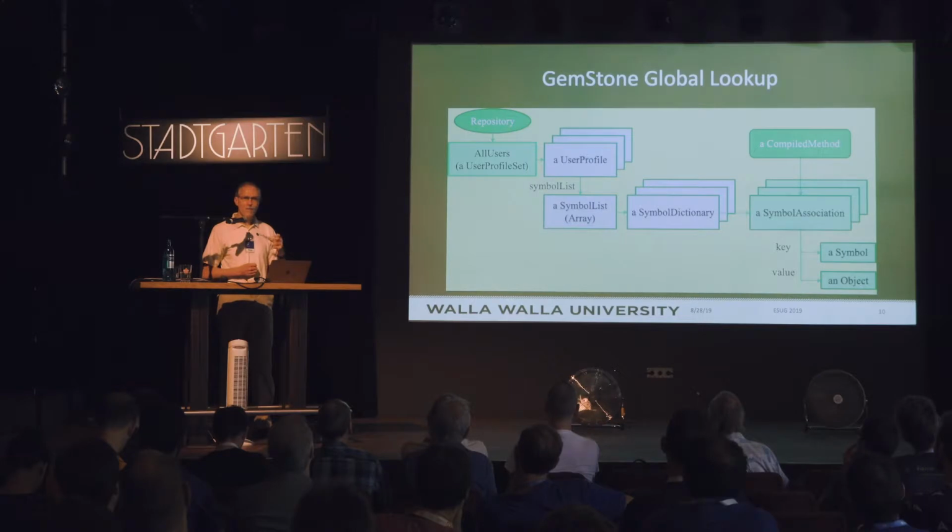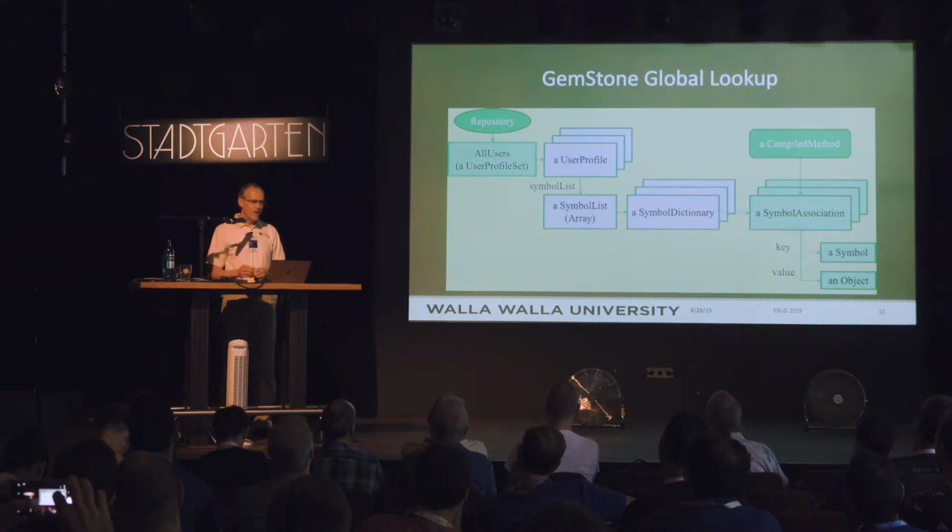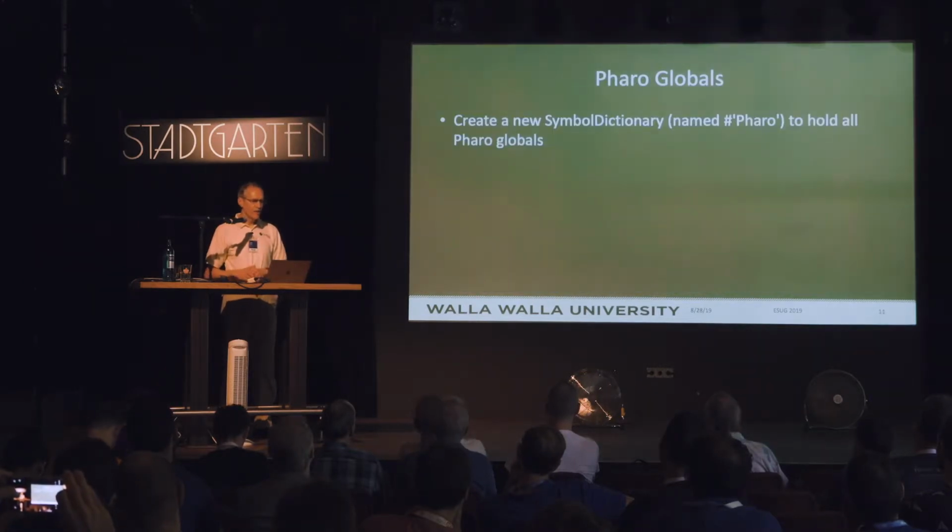The top-level object is the list of users. Norm mentioned the security by login, visibility, shared spaces, and private spaces. So each user has not just one dictionary, but a list of them. And so we can create a new symbol dictionary, and I've named it Pharo in my work, to hold the Pharo Globals. So there is a GemStone symbol dictionary that has the GemStone Globals and a Pharo symbol dictionary that has the Pharo Globals.